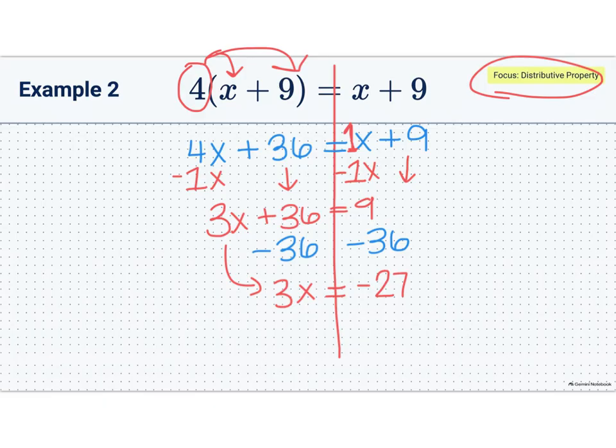Last step is to divide off my coefficient, which is a 3. Again, on my left, I have just an x. And then negative 27 divided by 3 is a negative 9.